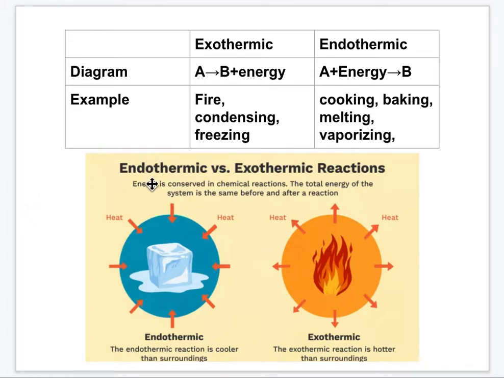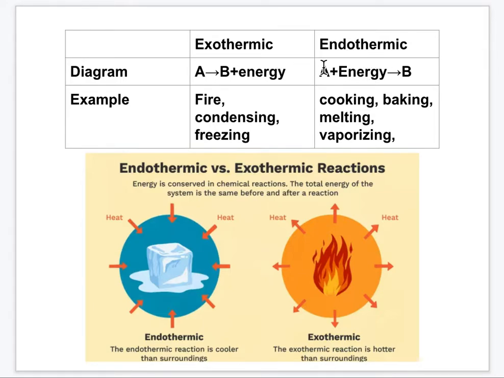So this is the diagram we are going to fill in your study package. That's how we show the endothermic and exothermic reaction. You start with A, and when A releases the energy, it forms B. For example, fire, right? Fire releases the heat and turns into ashes, right? That is an exothermic reaction, an exothermic system.